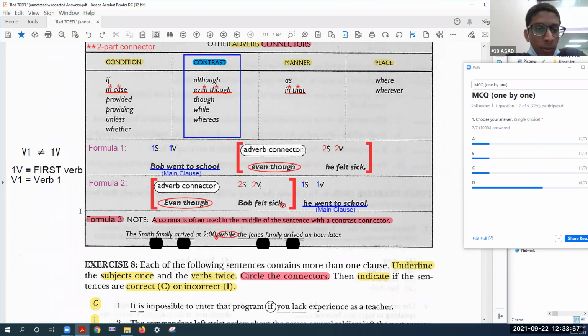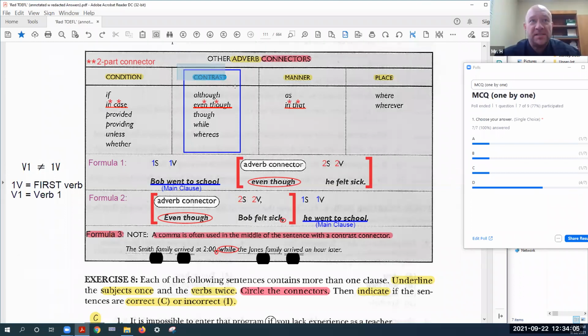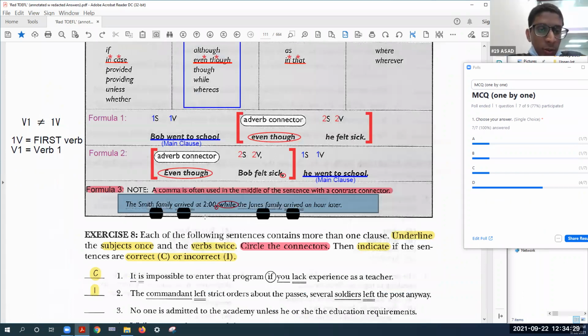Note, a comma is often used in the middle of the sentence with a contrast connector. Contrast. That means this group only. This is a special group of connectors. With this group, we use formula 3. So go ahead and use the formula to explain this example, please. The Smith family arrived at 2 o'clock, while the Jones family arrived an hour later.